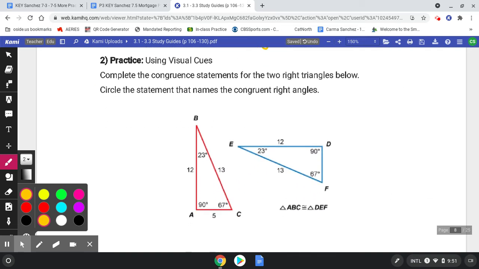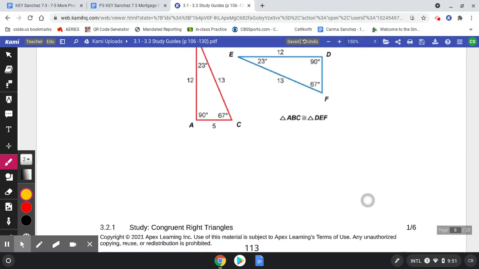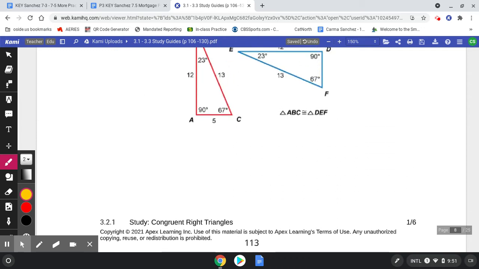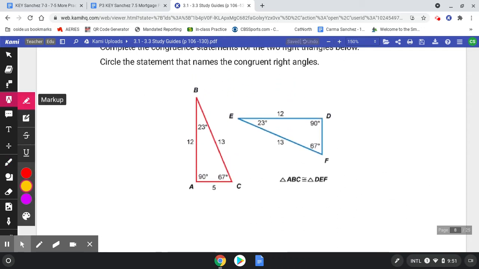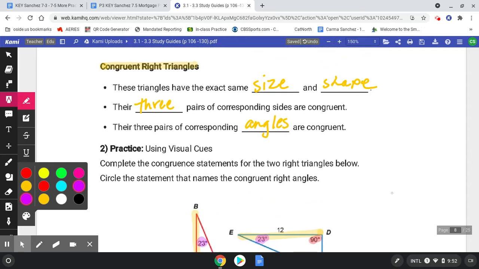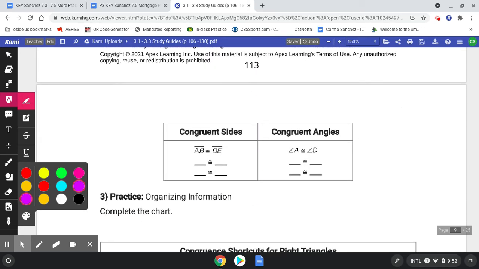Complete the congruent statements for the two right triangles below. So notice that we're starting with AB is congruent to DE. AB is congruent to DE. And so if you look at those corners, can you see this 90-degree angle and this 23 angle that those are leading into? So one set of congruent sides was put into the study guide already. You're doing the others.